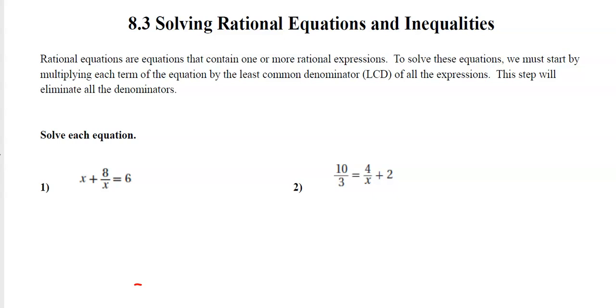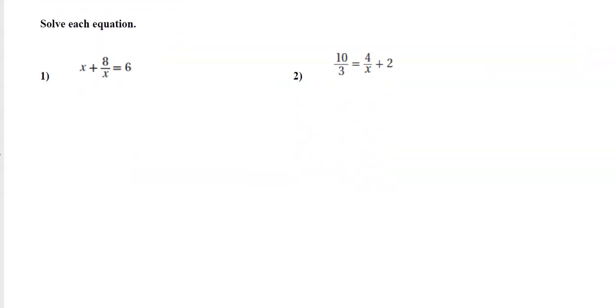They have fractions in there with x's in the denominator. To solve these equations, we've got to start by multiplying each term by the least common denominator. So that's kind of our go-to method here. And hopefully, if we do it right, that step will eliminate all the denominators. So after step 1, we should not have any denominators left to deal with, which is nice.